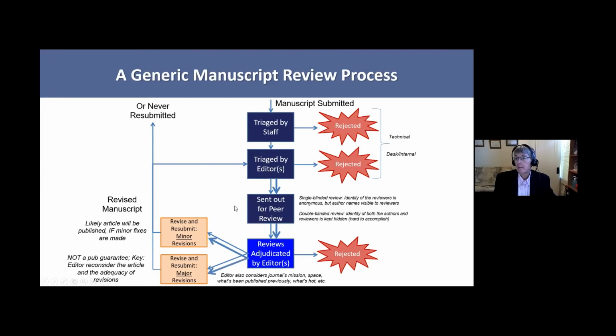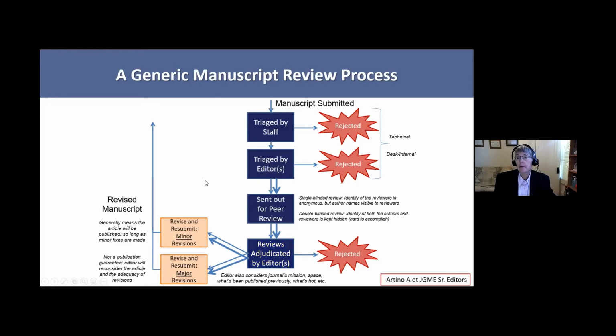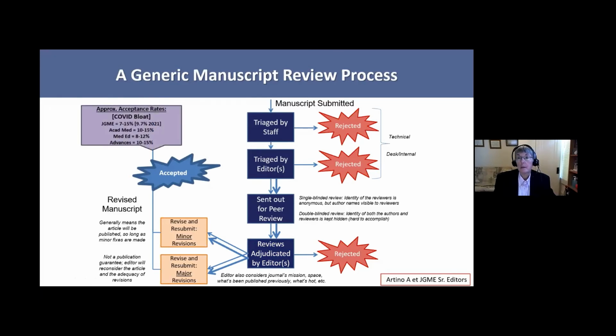And then what happens? It's about a 30-day if never resubmitted. Hopefully it's accepted at some phase in this. And our rates aren't that much different. We range 7 to 15% depending on what category. Some categories have higher acceptance rates at 15%, others are tougher. Our average in 2021 was close to 10.